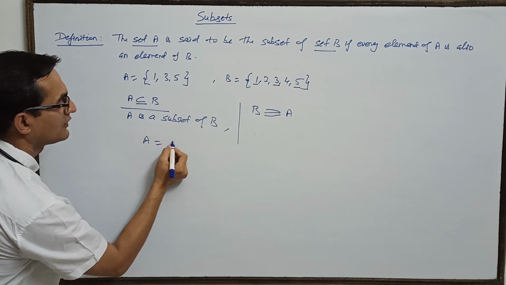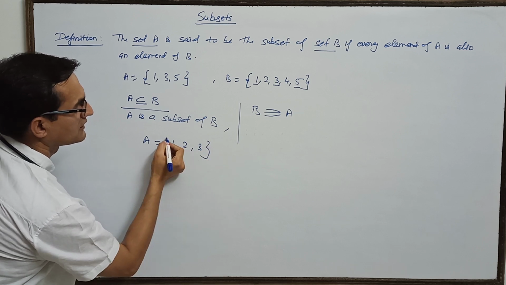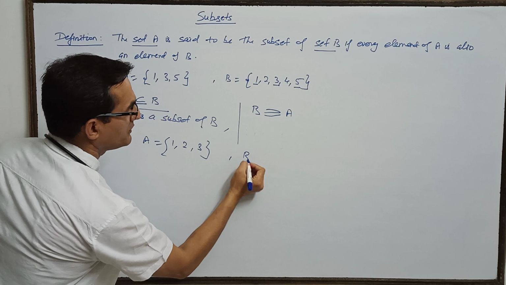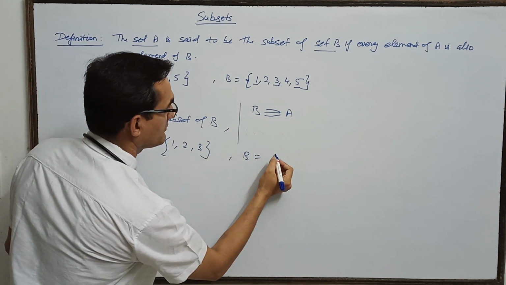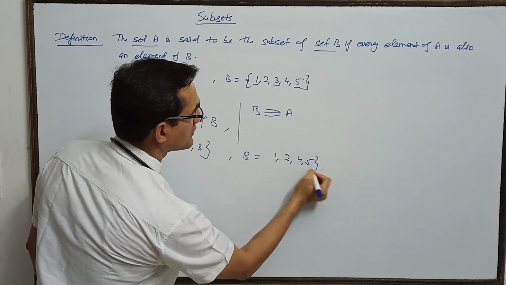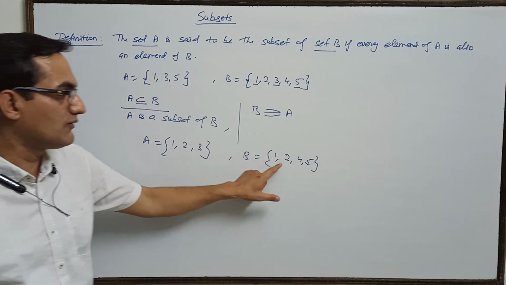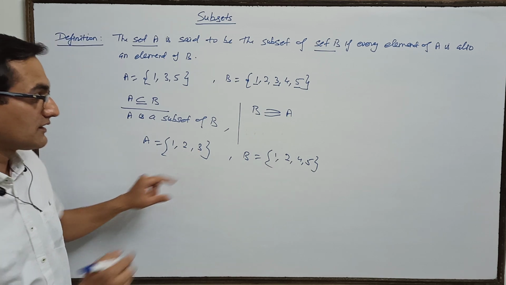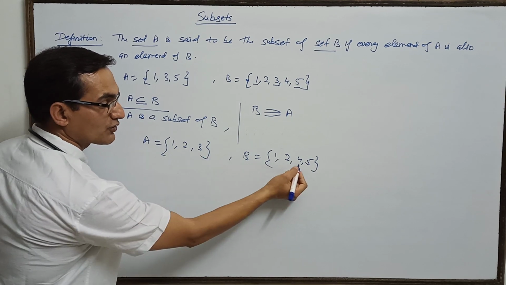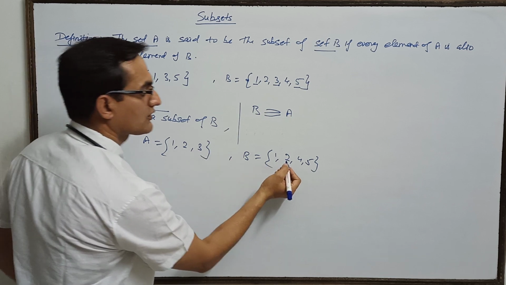Let this be A: 1, 2, 3, and another set B having elements 1, 2, 4, 5. अब देखिए इसमें एलिमेंट है 1, 2, 3. ये 1, 2, 4, 5. This element 3 is not contained in this one. 1 और 2 तो है, but 3 is not in this one.